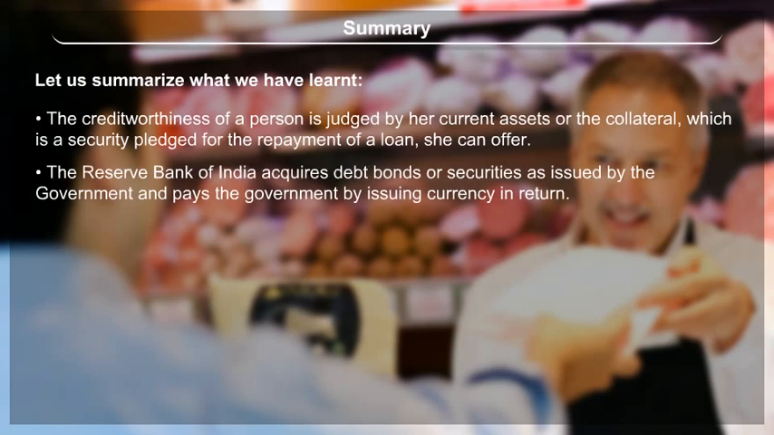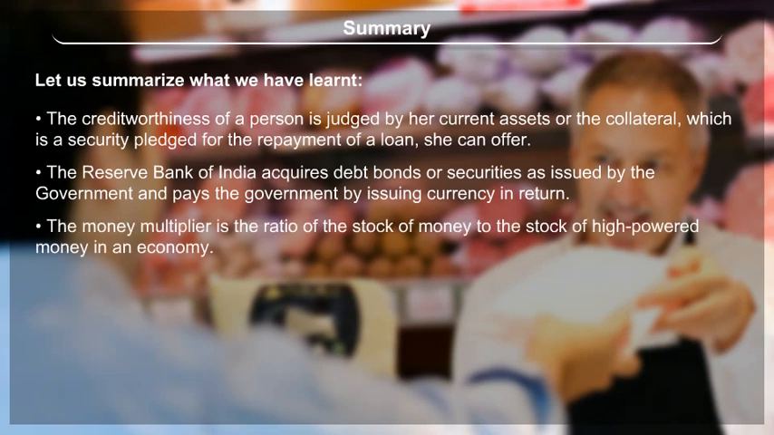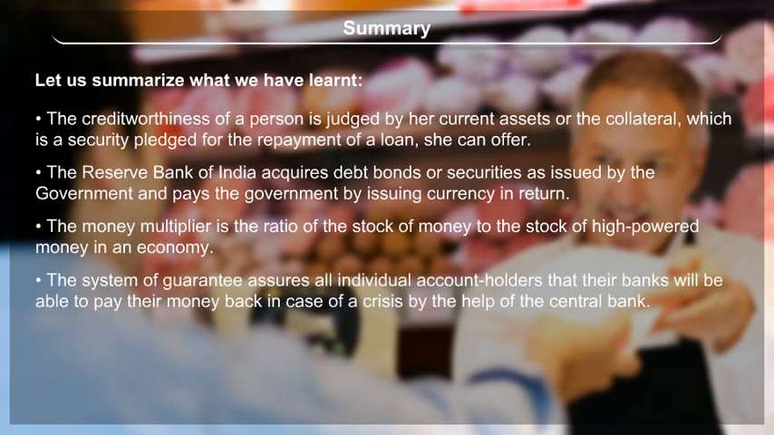The Reserve Bank of India acquires debt bonds or securities as issued by the government and pays the government by issuing currency in return. The money multiplier is the ratio of the stock of money to the stock of high-powered money in an economy. The system of guarantee assures all individual account holders that their banks will be able to pay their money back in case of a crisis with the help of the central bank.